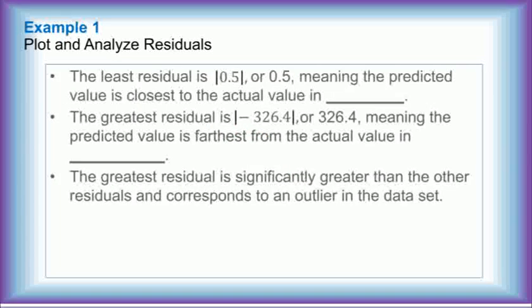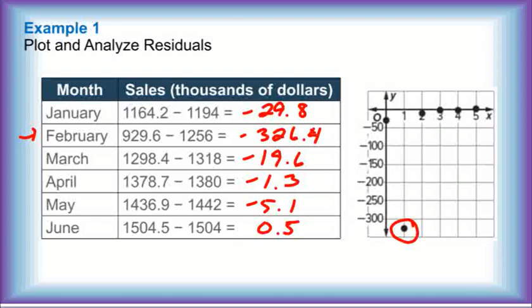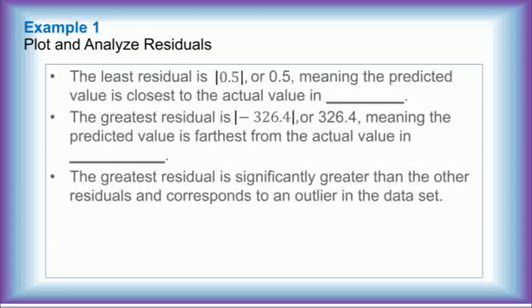Next, the least residual is 0.5. So the absolute value of 0.5 is 0.5, meaning the predicted value is closest to the actual value. The month that had 0.5 was June. So we would have June here. The greatest residual, meaning the greatest distance away, was the absolute value of negative 326.4, which is 326.4, meaning the predicted value is farthest from the actual value, and that was the second month, which was February.